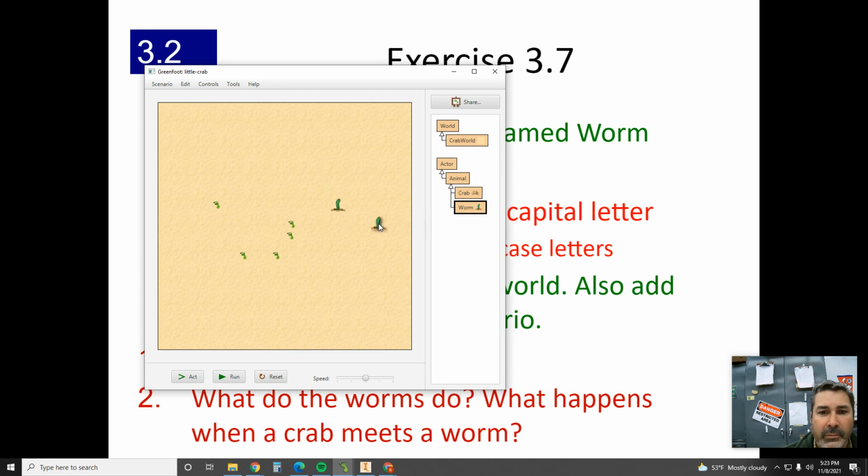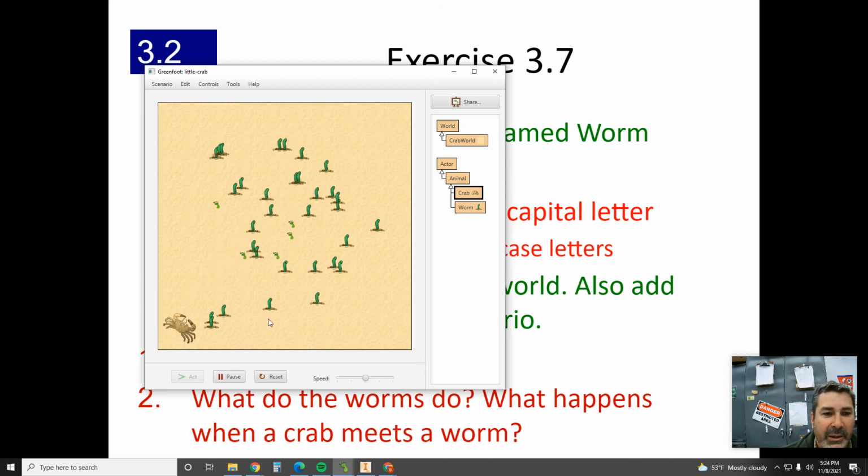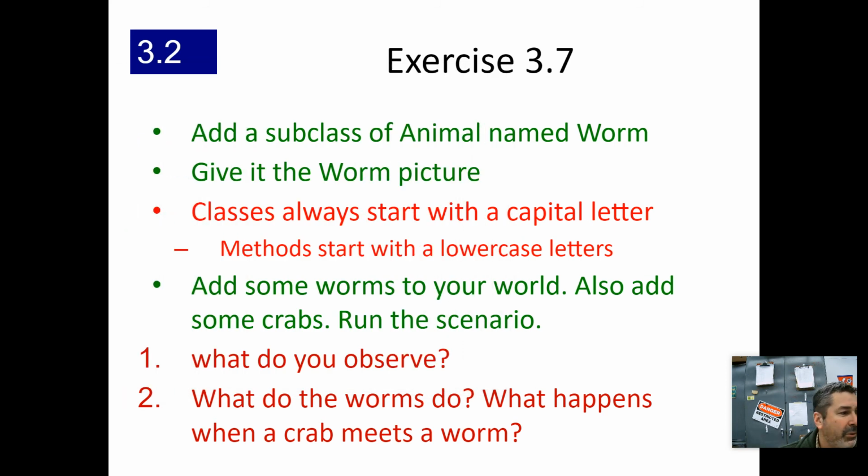That's weird. Oh, that's funny. It didn't have the picture at first, and then it did. I haven't seen it do that before. All right, so we're going to put in a bunch of worms. We're going to put in a couple crabs, or just one crab. We're going to run it. What happens? And the answer is nothing. Why does nothing happen? Because we haven't taught it to do anything with the worms, and we haven't shown it how to do anything with the worms.